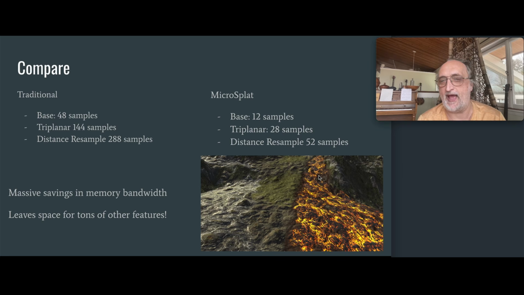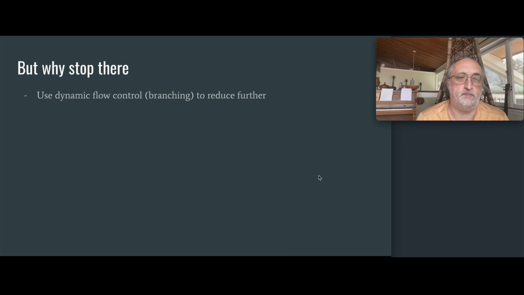So we see a massive savings in memory bandwidth from just kind of looking at our scene, reasoning about it, and figuring out how to not do wasted work, right? And so that leaves us space for more features that we can add. So not just more speed. Optimization is a feature. It's giving you the ability to have other features.